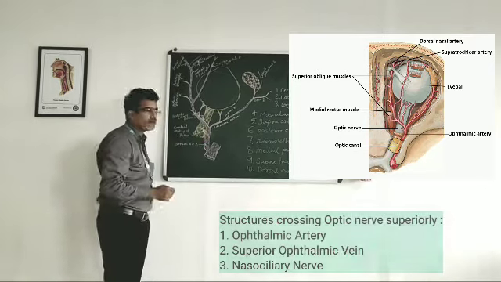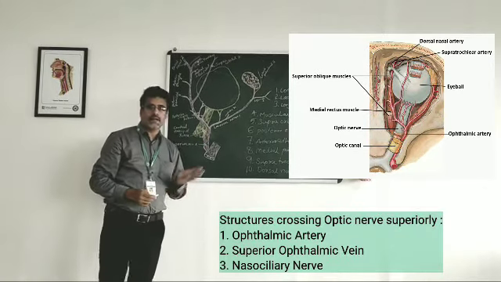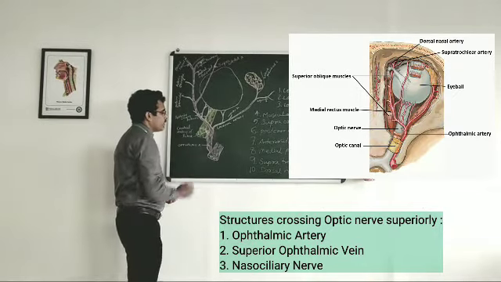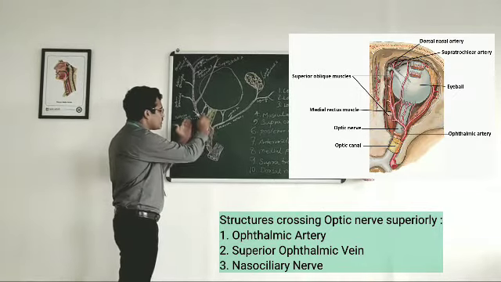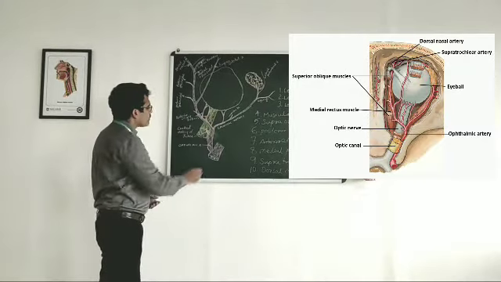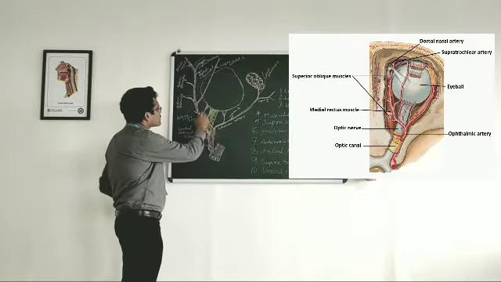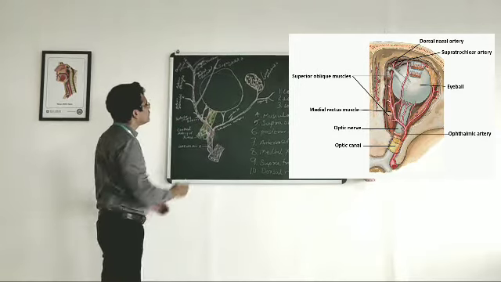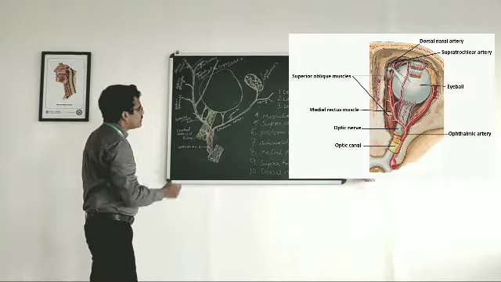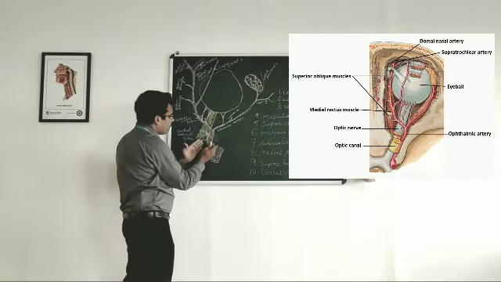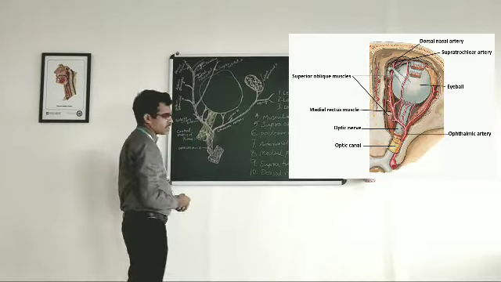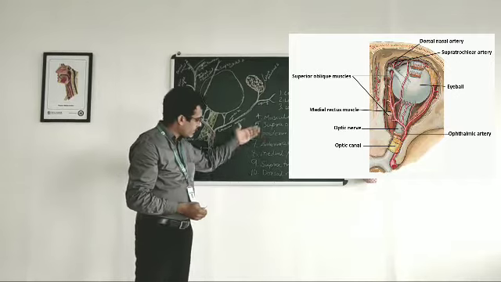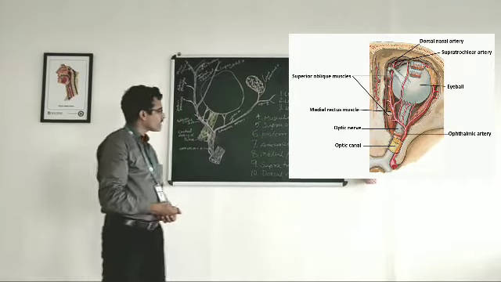Along with this ophthalmic artery, there are two more structures crossing the optic nerve: the superior ophthalmic vein and the nasociliary nerve. These three structures cross above the optic nerve. Further, the ophthalmic artery runs forwards along the medial aspect of the optic nerve and the eyeball. It provides various branches, and to remember them easily, we can remember there are 10 branches from the ophthalmic artery.